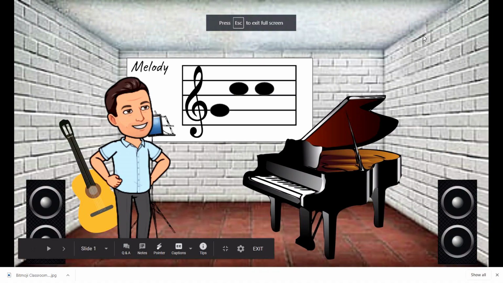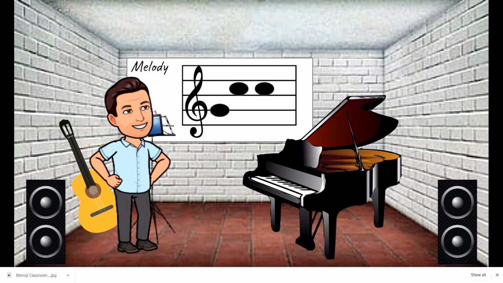Let's go into our Bitmoji classroom now. So there's our Bitmoji classroom, and I put a staff on the board. A staff has how many lines? 1, 2, 3, 4, 5 lines. We're going to talk about those lines a little bit later on and how we can figure out what the notes are when they're on each line and space, but that's not today's lesson. Today's lesson is on the shape of melodies.